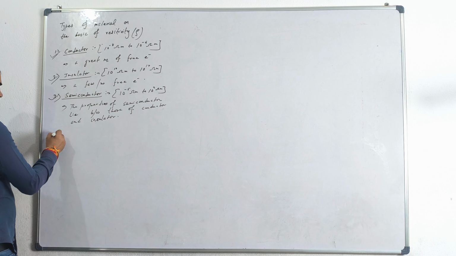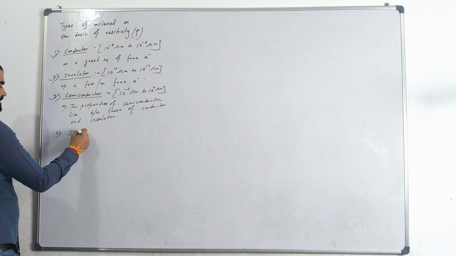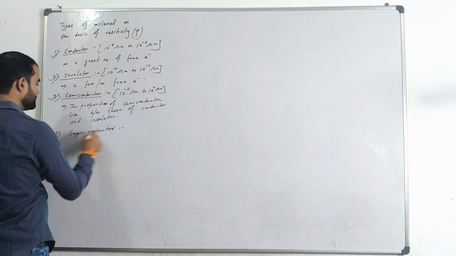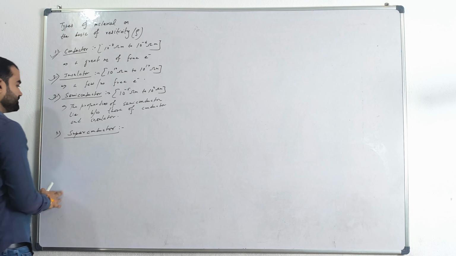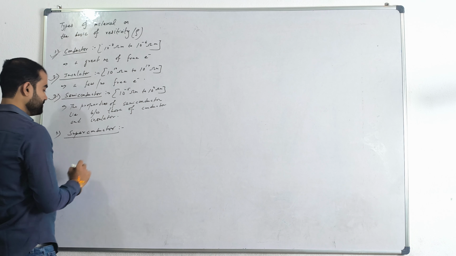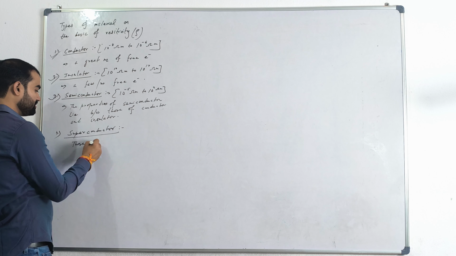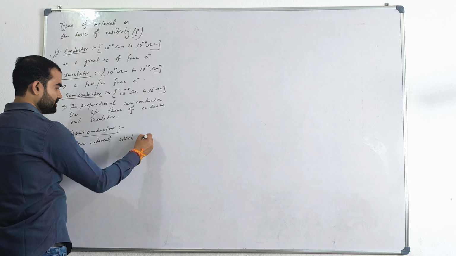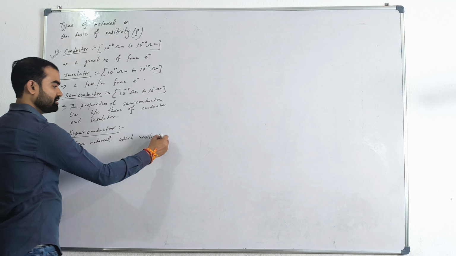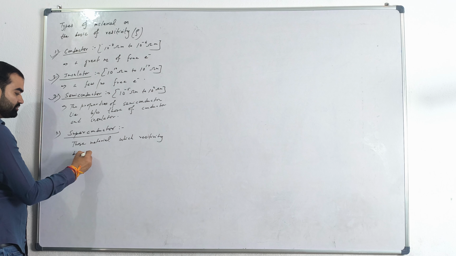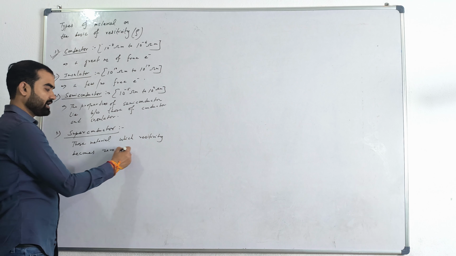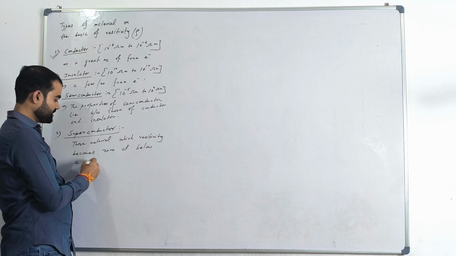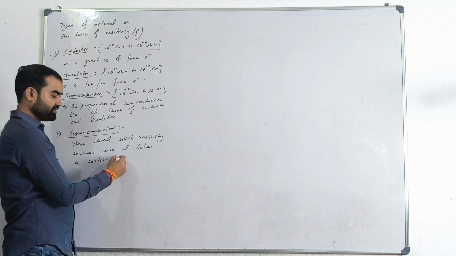The special type of material is known as superconductor. This is beyond the syllabus of class 10 but very interesting, that's why we are discussing it here. What is a superconductor? Those materials whose resistivity becomes zero at or below a certain temperature.